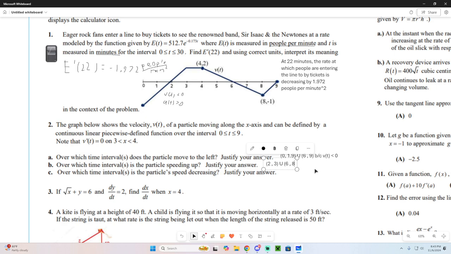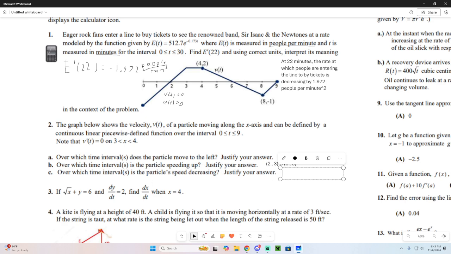Alright, and then lastly from 8 to 9, we can see the velocity is negative because it's under the x-axis, but the slope is positive because it's going up. Since the acceleration is positive but the velocity is negative, we can say it's slowing down there. So then, over which time intervals is the speed decreasing?